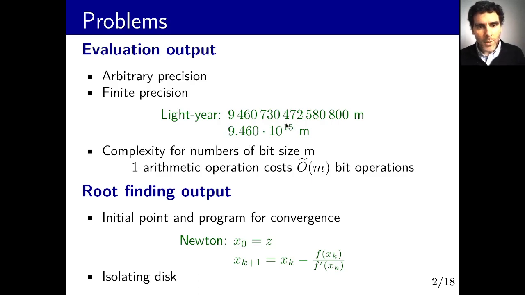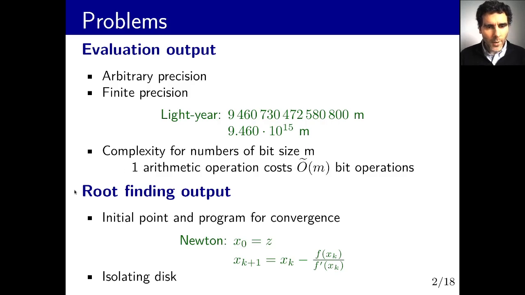Now, for the complexity, we will focus both on arithmetic complexity and bit complexity. Arithmetic complexity is the number of arithmetic operations, and bit complexity is the number of machine operations. For example, if we multiply two numbers of bit size m, then one multiplication will cost roughly m bit operations. Here the notation O tilde means that I neglect logarithmic factors.